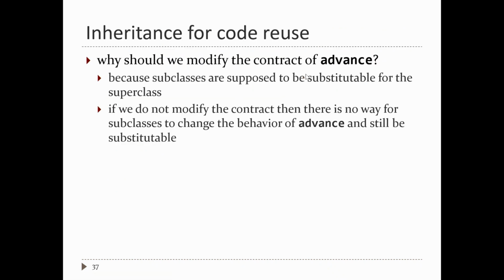So why are we modifying the specification of advance? Because subclasses are supposed to be substitutable for the superclass. If I don't modify the specification of the method, every counter is going to behave the same when you call advance.